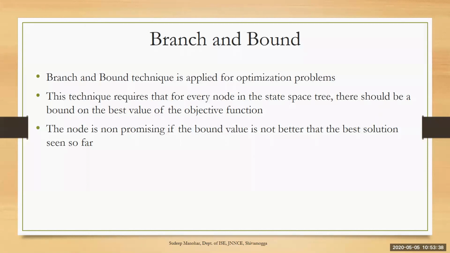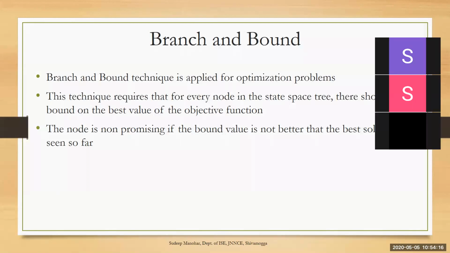This technique, second point, this technique requires that for every node in the state space tree, there should be a bound on the best value of the objective function. So what this tells us, so once again, we are using the state space tree to solve the branch and bound problems. So every node in the state space tree, for every node, there should be a bound. Bound means it may be a upper bound or a lower bound. Upper bound means the value cannot exceed the upper bound value. Lower bound means the value cannot go below the lower bound value.